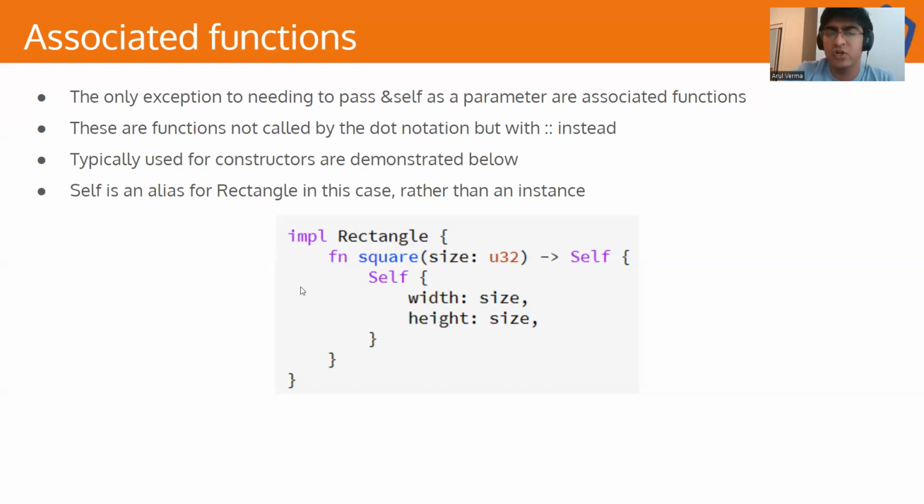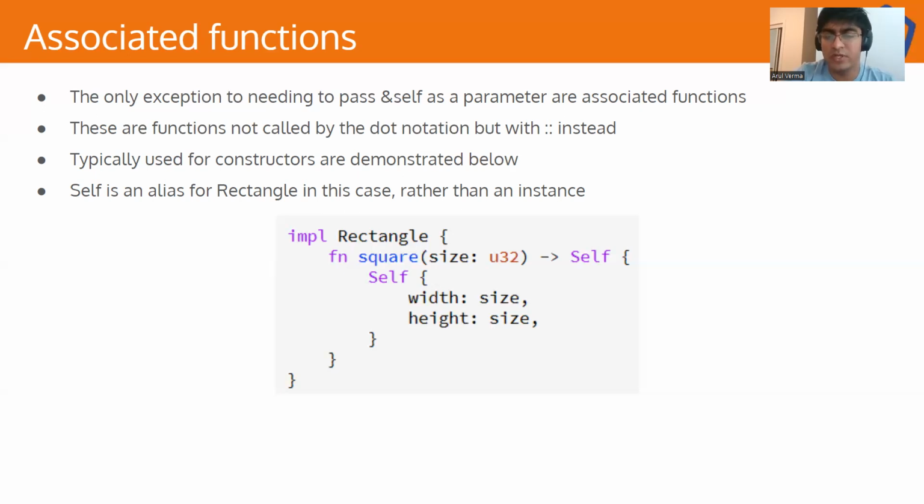These functions aren't called with dot notation, but with colon colon. If you're familiar with C++ or Java, those would usually be your constructors. The keyword new takes their place, but when you're creating a constructor, it works the same way. So if I wanted to create a square where my height and width are the same size, normally I'd have to create a new rectangle, and then pass my size for height and then width, like assigning them in Rust.